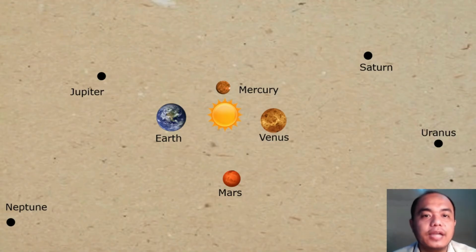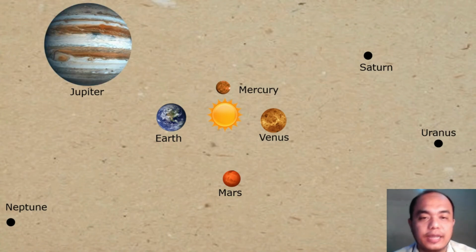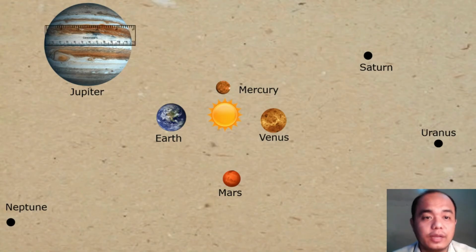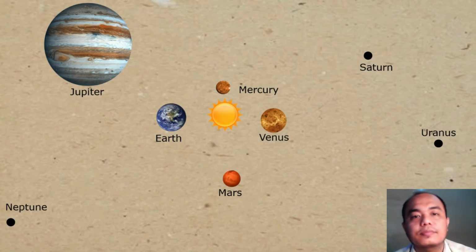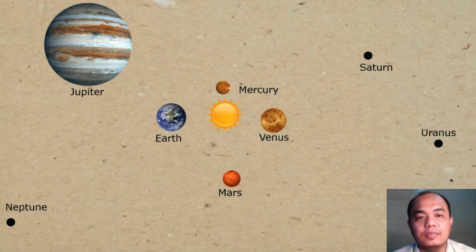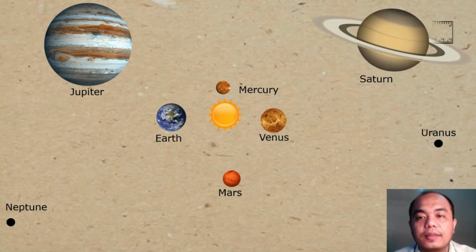So, yung diameter ng ating Jupiter ay 11 centimeter. So, ito yung Jupiter natin. Kung gagamit ka ng ruler, you can measure it. No? That's 11 centimeter. Next, let's go to planet Saturn. Yung planet Saturn natin ay 9 centimeters lang. So, gamit yung ating ruler, you can measure that, yung diameter niya.